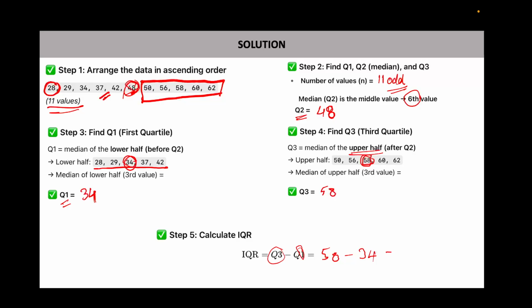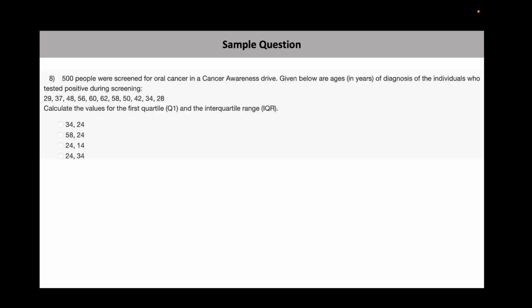Okay. So this will bring us to the answer as 24. Okay. So now here is your answer. So the question was to calculate your interquartile range and your Q1 value. So your option is 34 and 24. Okay. So yes, it was the correct option. It is option A, 34 and 24.